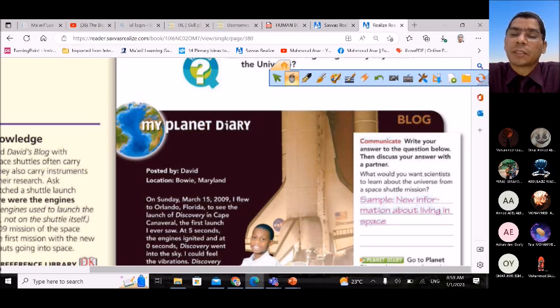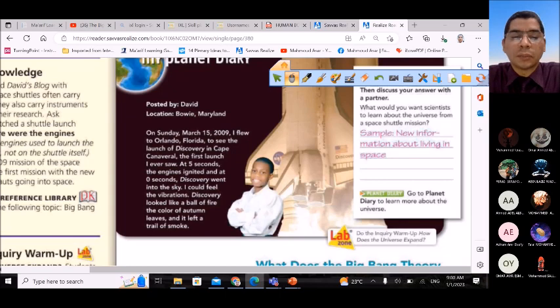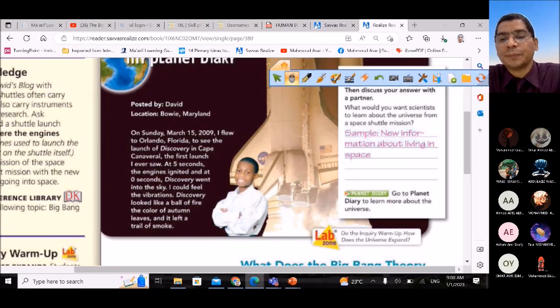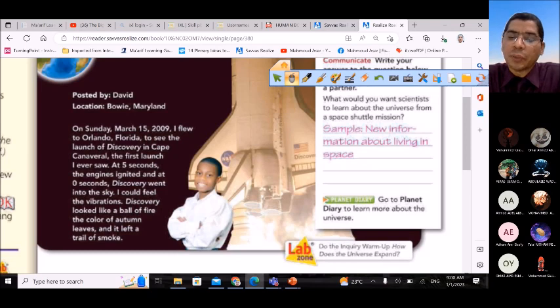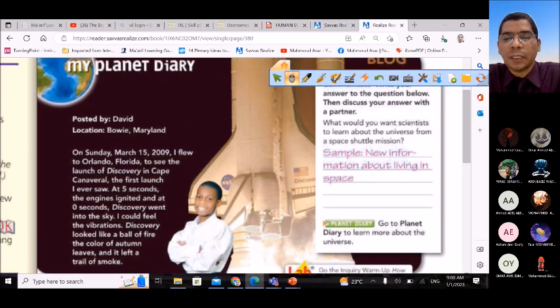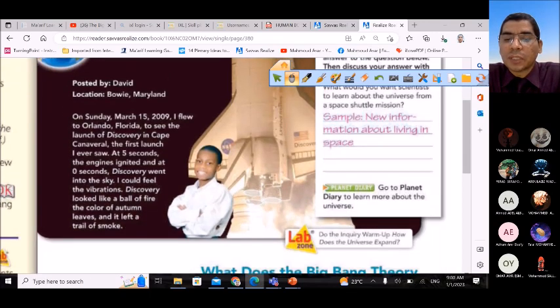So here we have to answer this question. It says, what would you want scientists to learn about the universe from the space shuttle mission? The shuttle mission was in the Hubble telescope, and it was at the beginning of the study of space. They wanted information about living in space. Could we have the ability to live in space or not? Do we have air to breathe, water to drink, a suitable temperature to live in, or could we not have this kind of life in space? This is one of our human dreams about space.